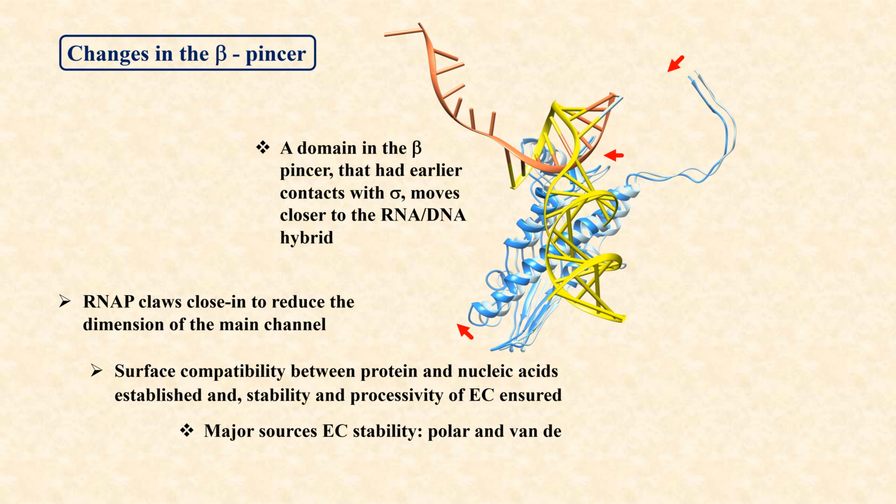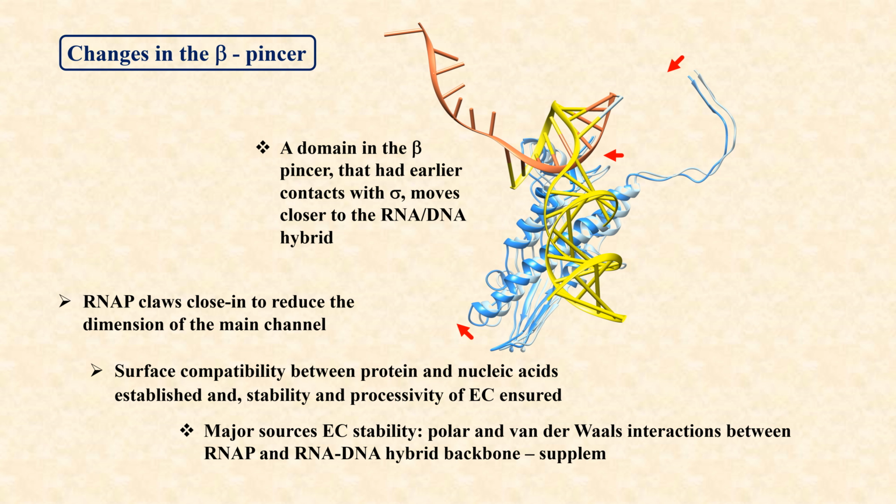However, the major sources of stability of the elongation complex are polar and van der Waals interactions between the polymerase and the RNA-DNA hybrid backbone phosphates, supplemented by hydrogen bonds between the polymerase and single-stranded RNA in the exit channel.